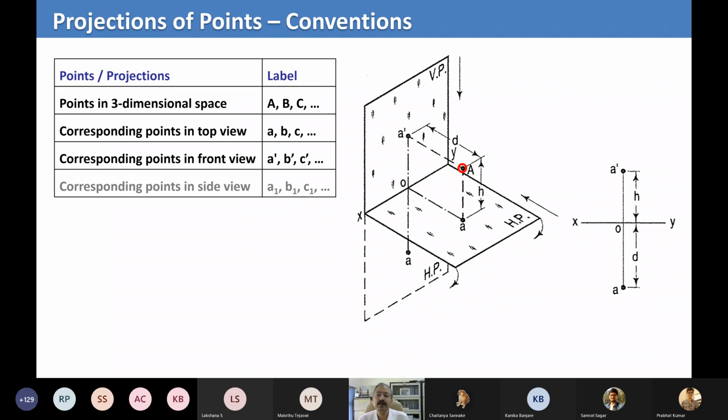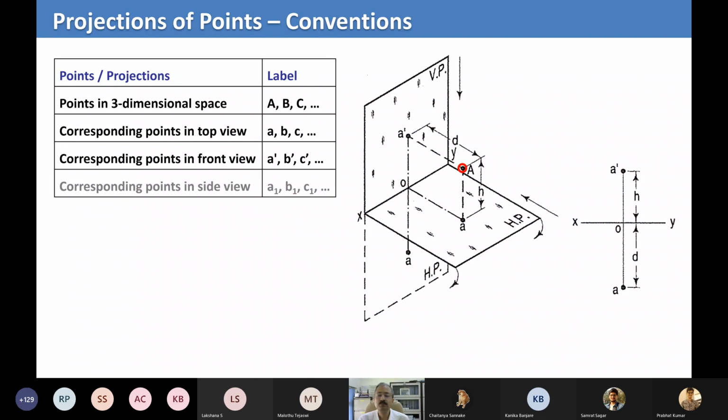So if you take a point capital A, its projection on the horizontal plane will be denoted by small a, and its projection on the vertical plane will be denoted by A dash. For the moment, just remember these two only. Let us not worry about side views. Later in the course, we may also talk about auxiliary views, which have different notations. We will not talk about that for the moment. We'll just talk about capital ABC for the points, small abc for the horizontal plane, which means the top view, and A dash, B dash, C dash for the projection on the vertical plane, which is nothing but the front view.